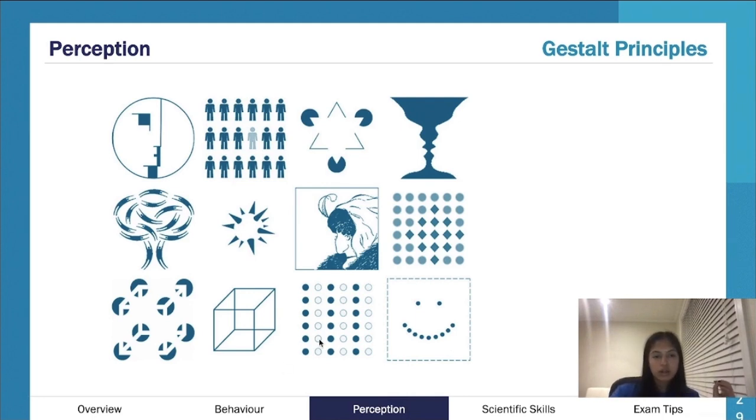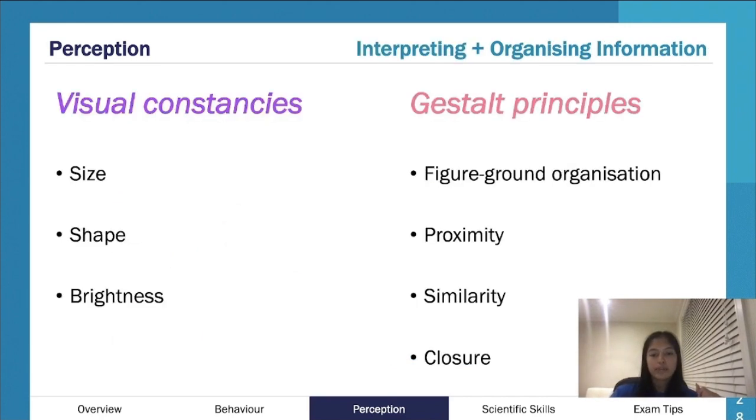In terms of similarity, you group things that are the same color together. So in this, rather than seeing 6 by 6, rather than seeing 36 dots, in my head I see 3 blue lines and 3 white lines. That's the idea of grouping things. Proximity is just based on how close things are together.